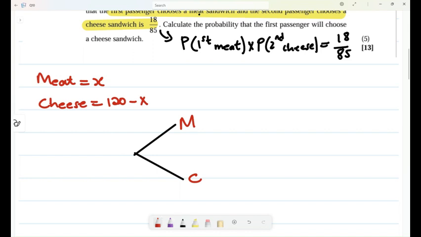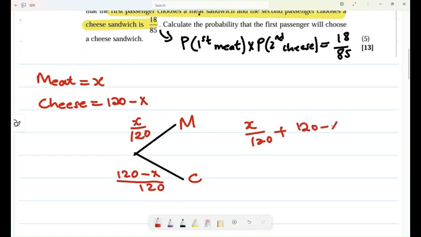So now, those who choose meat is going to be x, divided by the total number of sandwiches. It is 120. Why am I dividing by 120? Because for those who choose cheese, it's going to be 120 minus x. Let me write it somewhere here. 120 minus x divided by 120. If I have x divided by 120, when I add it with 120 minus x divided by 120, I want this to give me 1.